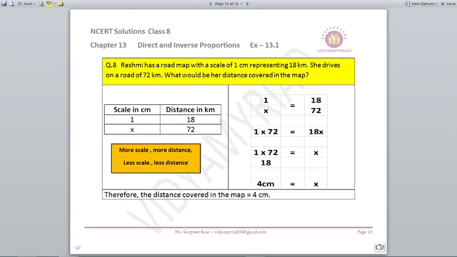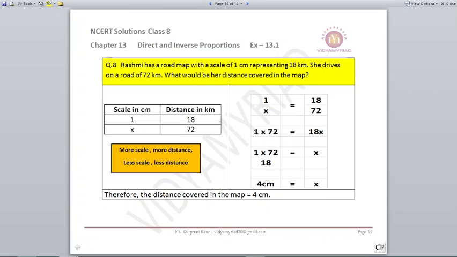Question number 8. Rashmi had a road map with a scale of 1 centimeter representing 18 kilometers. She drives on a road of 72 kilometers. What would be her distance covered in the map? So it is very clear, for 1 centimeter scale distance covered is 18 kilometers. So naturally, if distance is increased to 72, the scale will also increase. That only we have to find for how many centimeters it will be.